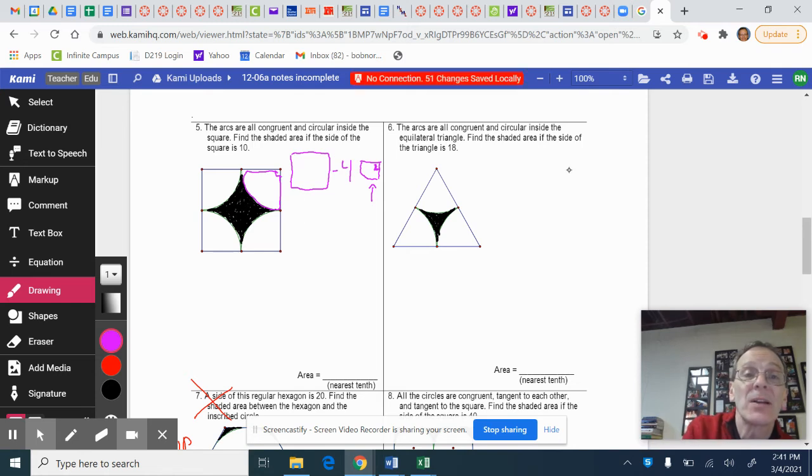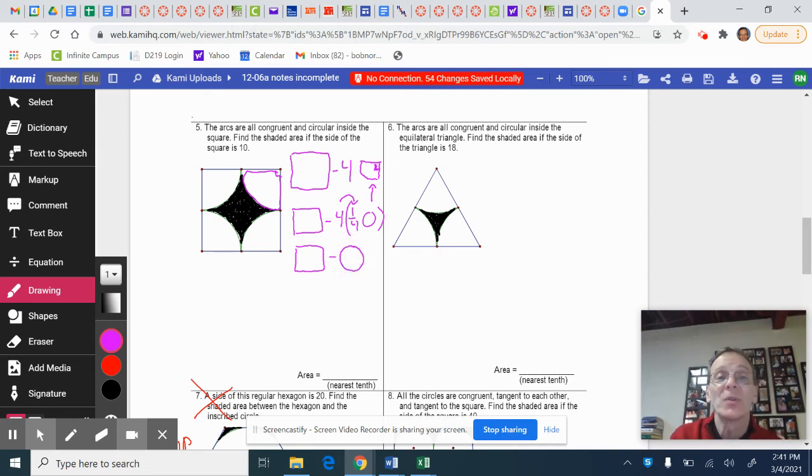So we've got a square minus 4 whats? 4 quarter circles, right? Okay, well now let's multiply the 4 times the 1/4. And what do we get? We get a square minus, what is 4 times 1/4? It's 1, isn't it? So in effect, our strategy becomes simplified to a square minus a circle.